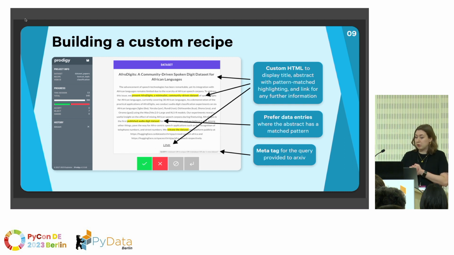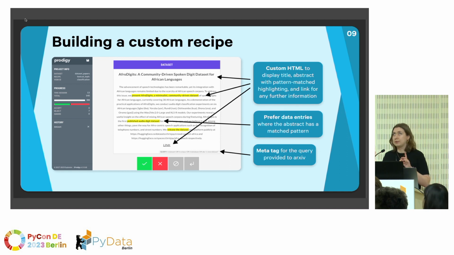So within the custom Prodigy recipes, you can also implement sorters. Within this recipe, we set a flag that when it's set as true, it will prefer entries with a matched pattern. And this allows us to annotate more examples that are relevant for our project, and to utilize the matcher to make the process easier and better.